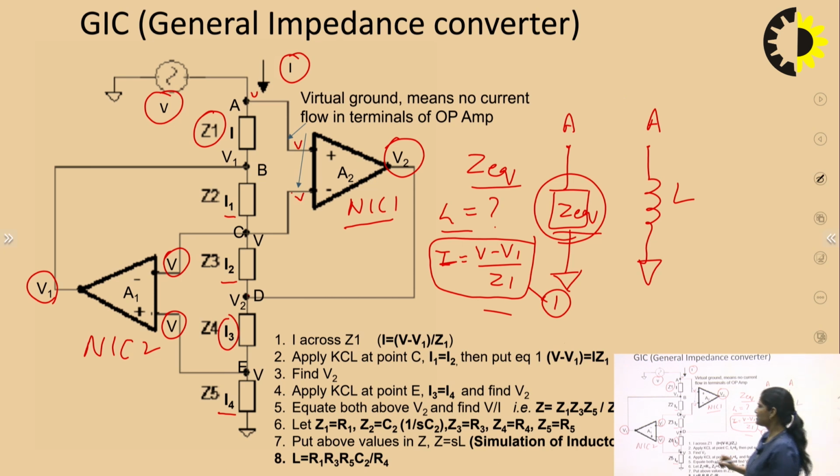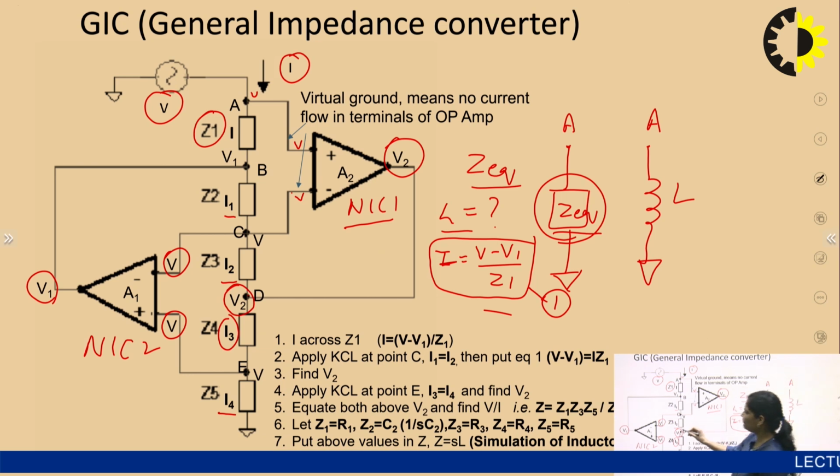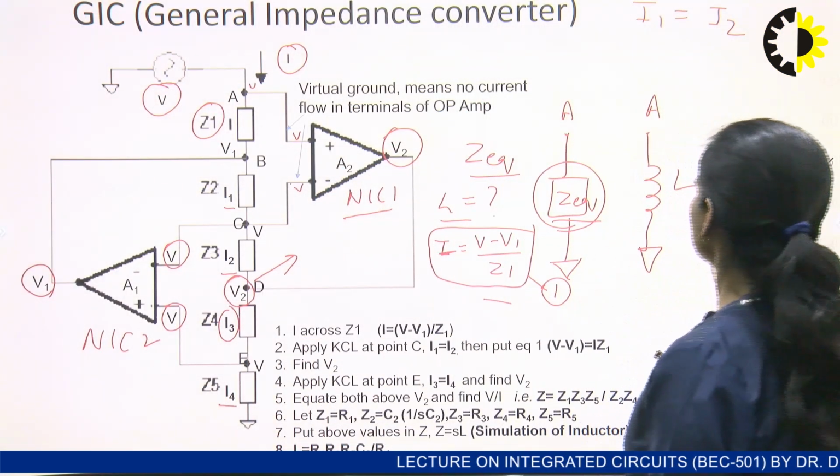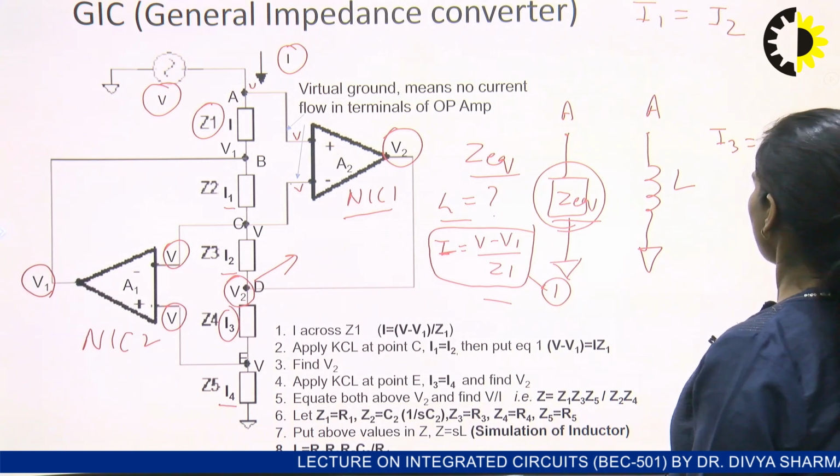Now the second step is to apply KCL at point C and at point E. Why are we applying KCL at C and E? We have to find the common voltage V2. When we apply KCL at point C, V2 is the common voltage, and when we apply KCL at point E, we can calculate V2 from that equation and equate both equations via V2. When applying KCL at point E, I3 is equal to I4.